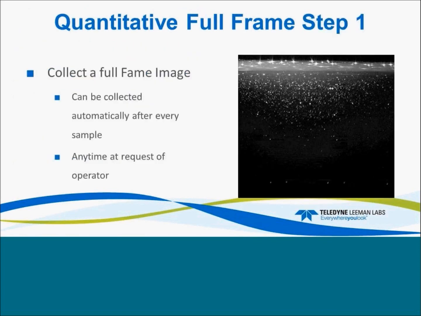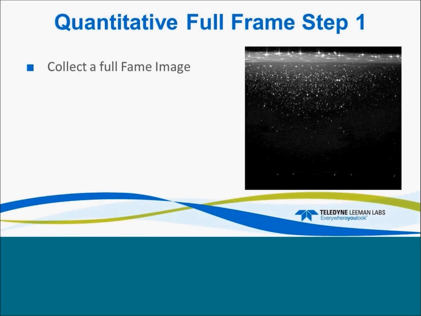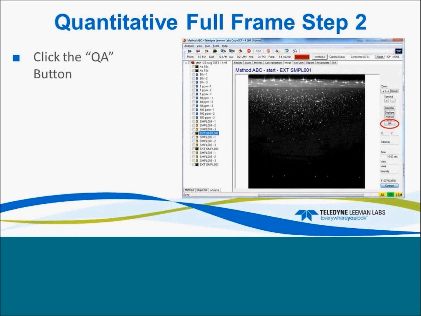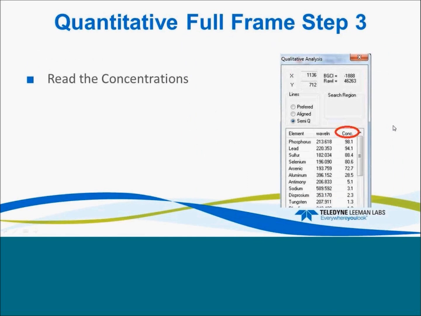Right? So the steps to do this: we take a full frame image. You can do that after every sample or at any time the operator wants to request it. So we collect the full frame. Then we go to the software and there's a function called QA. So we go over to the QA button, we click it, and it will go down through and spit out what the concentrations are of the elements that it finds at primary wavelengths, essentially. And it works fairly well. How does it do that?